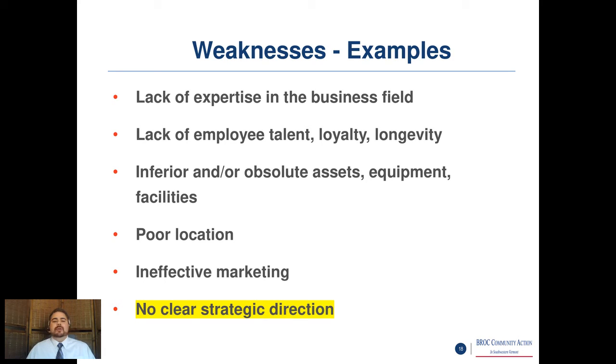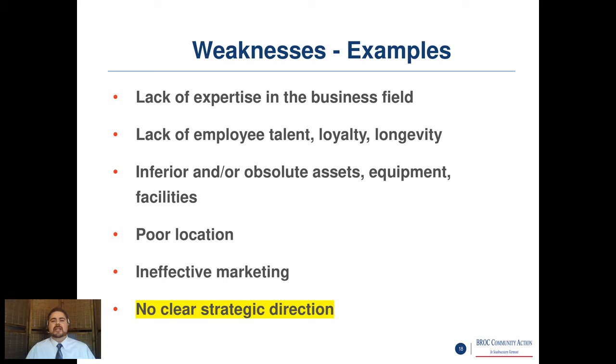So a lack of employee talent, loyalty, longevity. That's definitely something that can be a weakness when choosing and recruiting employees. Inferior and/or obsolete assets, equipment, and facilities. A lot of times, as micro business owners, we're kind of the underdogs. Our backs are against the wall. We don't have a lot of financial resources. We're dealing with older computers, older laptops, older pieces of equipment. So we really have to take that weakness into account and understand how we can move forward.